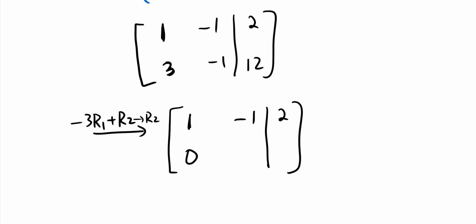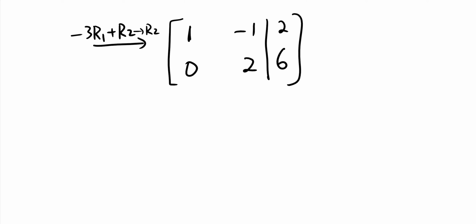Negative 3 by negative 1 is 3. Added to negative 1 is 2. Negative 3 by 2 is negative 6. Added to 12 is 6. So I cleaned the first column so far. Now I want to get that 2 in the second row to be 1. This 2, I want it to be 1.